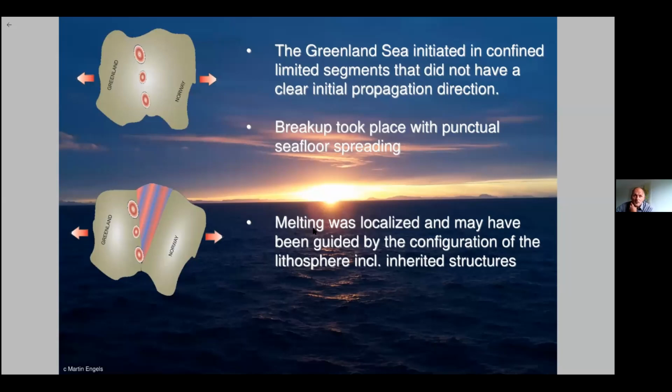We speculate that melting was localized, and the configuration of the lithosphere might have guided those melts to the points where we identify those today. The breakup itself was oblique, and as we can identify from the pinch of the seafloor spreading anomalies at the western margin, while the eastern margin we have more or less parallel seafloor spreading anomalies throughout.